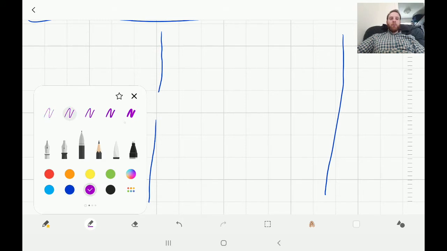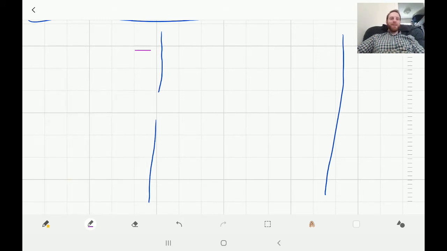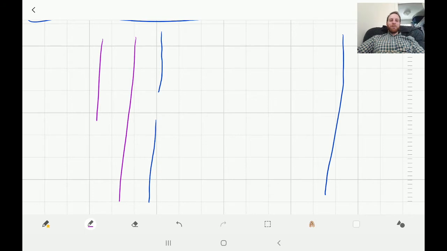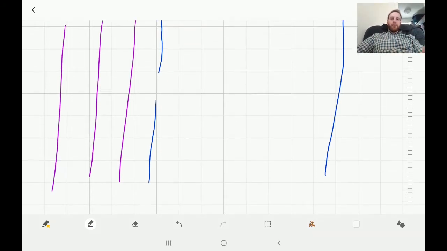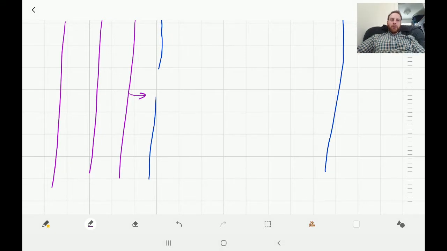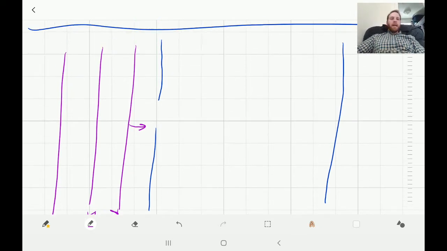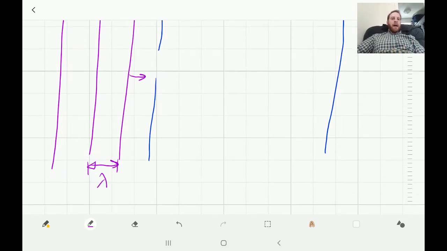Imagine that you're sending in waves. They are purple waves, just for illustration. Long plane waves. And remember, they're traveling in this direction. And I've illustrated a bunch of crests, and the spacing between them is the wavelength. And the separation between the single slit screen and the screen on which the pattern will show up, that separation is L.